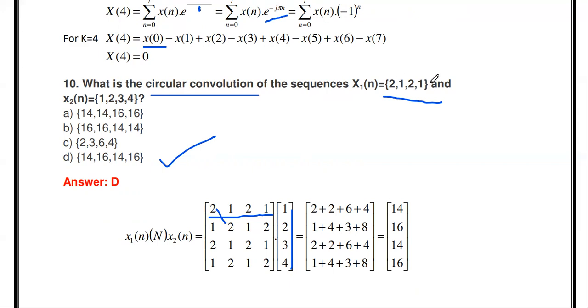The important point to note in circular convolution is that both sequences must have the same length. What is length? The number of samples in the sequence. How many samples are in the first sequence? 4. Here also 4. If in the next problem the sequences are of different lengths, I will tell you how to manage it. Both sequences must have the same length. That is an important point.